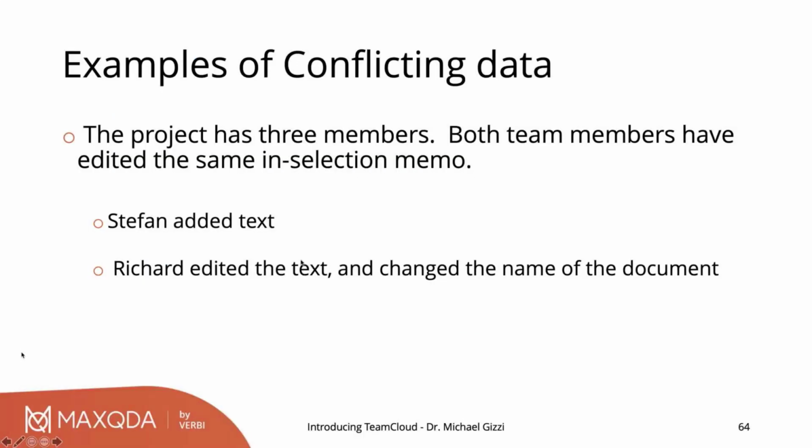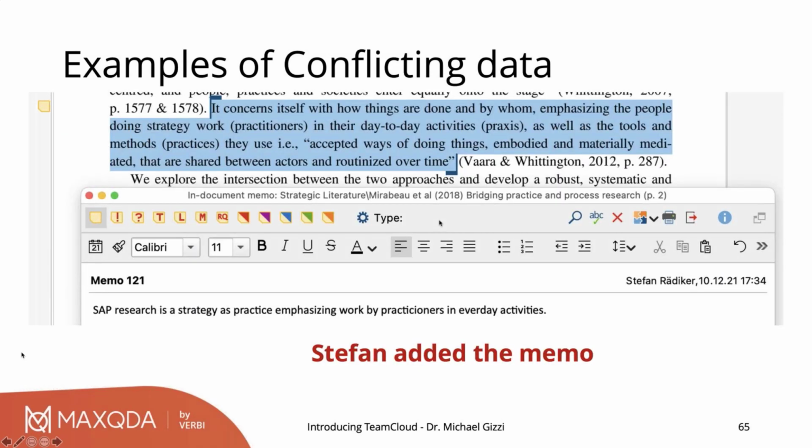So let me show you one example of conflicting data. It's kind of an interesting one. Project has 3 members. Both team members edited the same in-document memo. Stefan added text, Richard edited it, and then changed the name of the document memo. That's a typo, document memo.